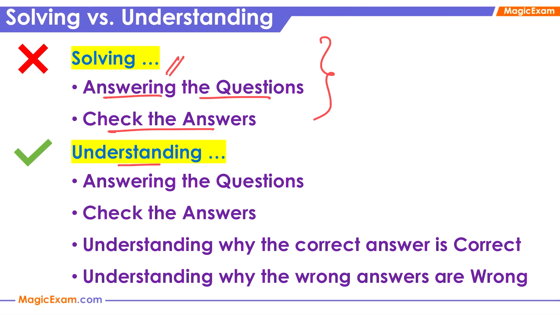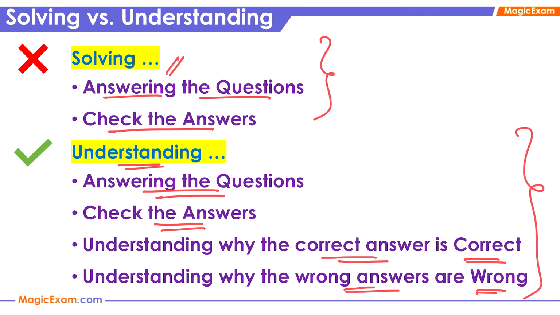But when you are trying to understand a previous question paper, then you are answering all the questions, you are checking your answers to see whether you have answered the questions correctly or not, and you are trying to understand why the correct answer is correct. And you are also trying to understand why the wrong answers are wrong or why the incorrect choices are incorrect. Which means that you are trying to get a complete understanding of the questions and all the answer choices.